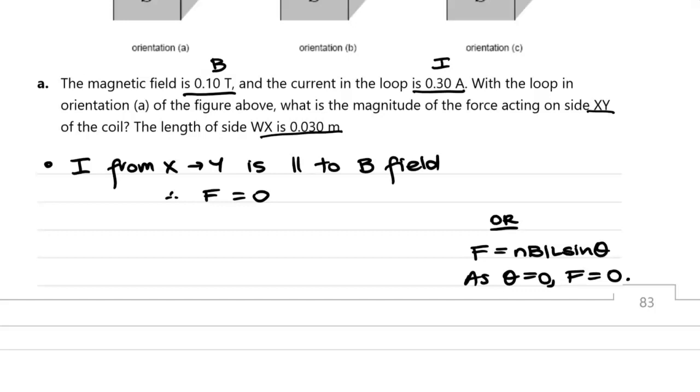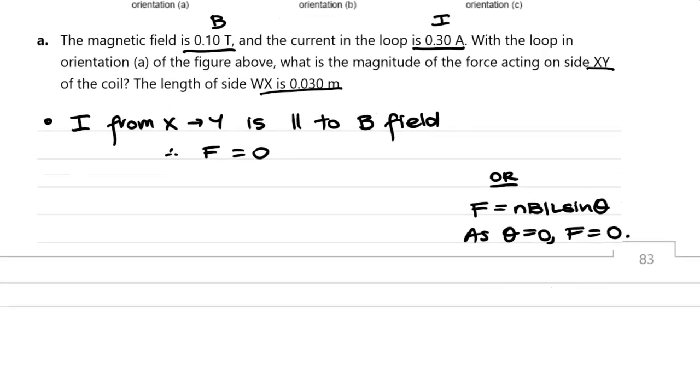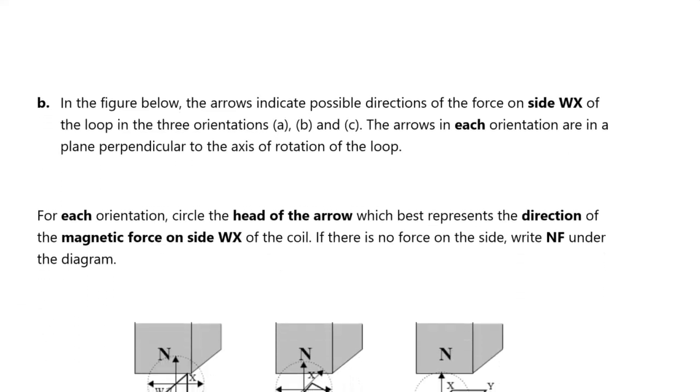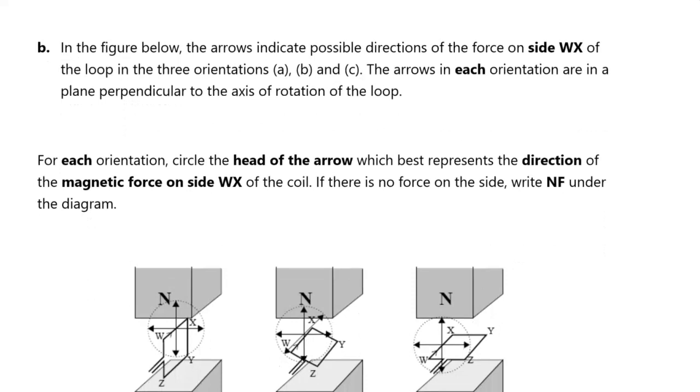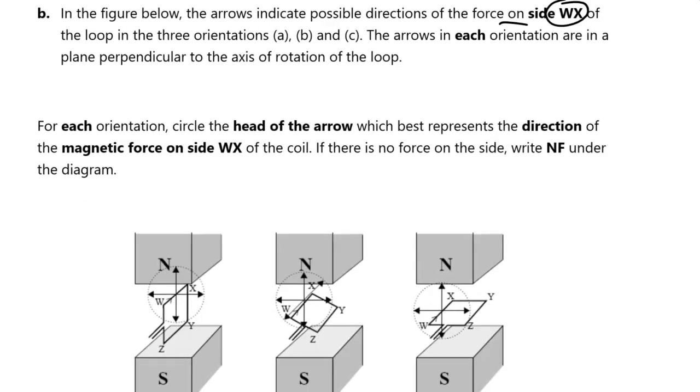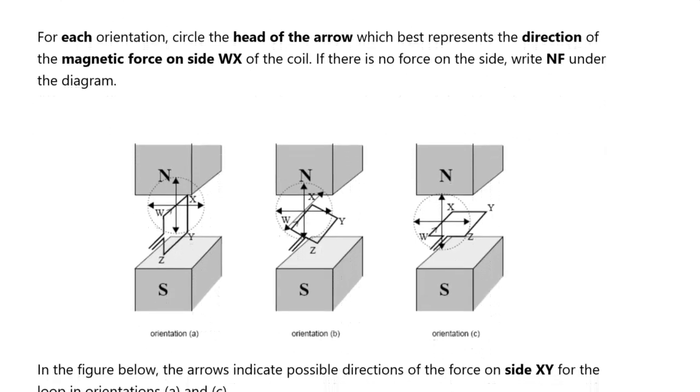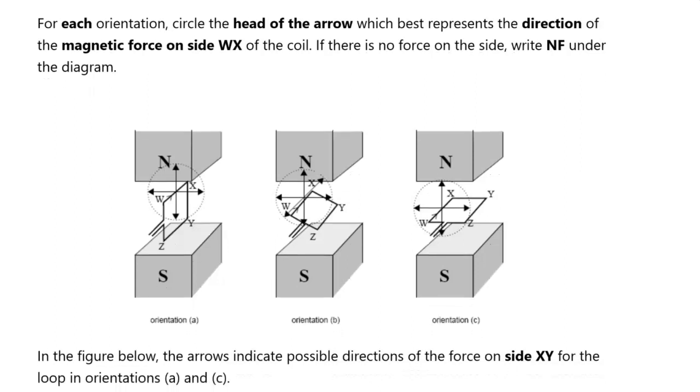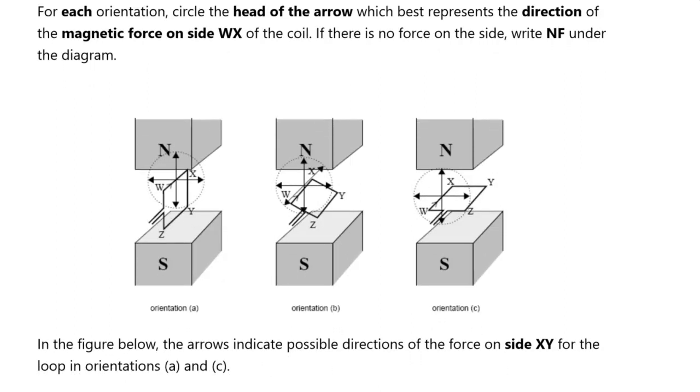So that means we're not too alarmed by the fact that they haven't given us a length. Now I do suspect in part B, we might need to do a calculation, maybe not. In the figure below, the arrows indicate possible directions of the force on side WX now of the loop in 3 orientations A, B, and C. The arrows in each orientation are in a plane perpendicular to the axis of rotation of the loop. For each orientation, circle the head of the arrow that best represents the direction of the magnetic force on side WX of the coil. If there's no force on this side, write NF under the diagram.